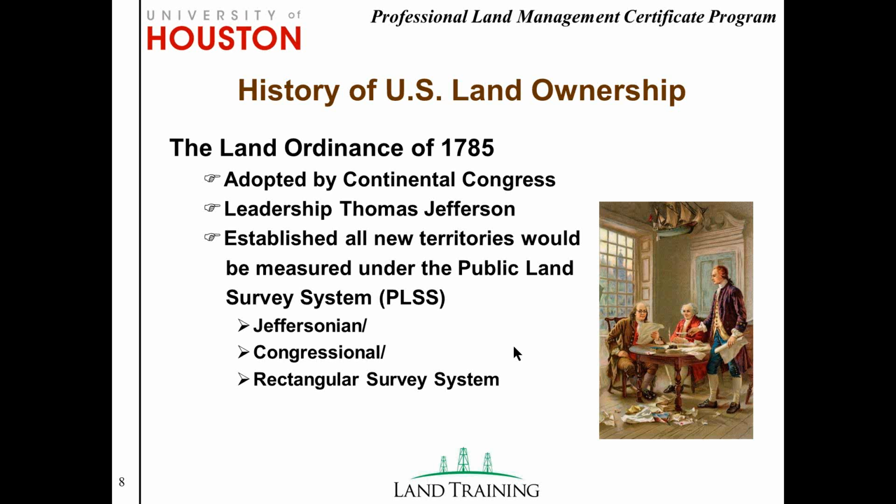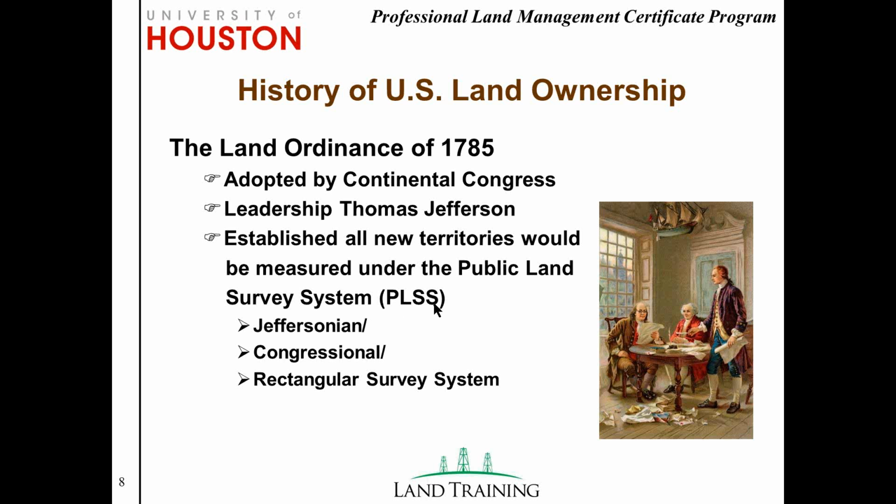So Thomas Jefferson came up with this idea. Now remember, Thomas Jefferson owned all that property at Monticello in Virginia, and his father happened to be a surveyor. So together, Thomas Jefferson and his father sat down and came up with this rectangular grid system. It was presented to Congress by Thomas Jefferson, and it was adopted by the Continental Congress in 1785. What it said was that henceforth, any new territories are going to be measured under this new system, the public land survey system, often abbreviated as the PLSS.